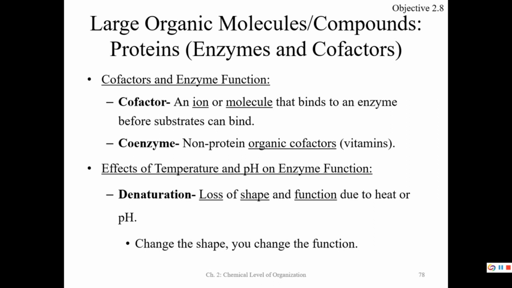Now, we mentioned that enzymes are aided by things. There's cofactors and coenzymes. Cofactors are molecules that can bind to an enzyme to change it, like an ion or other molecule. A coenzyme is basically an organic cofactor like a vitamin. Our vitamins are necessary for certain enzymes to function. For example, an enzyme that is needed for the biosynthesis of collagen needs vitamin C to function. If you don't have vitamin C, you don't make collagen. If you don't make collagen, you get a disease called scurvy. That's caused by a vitamin C deficiency.